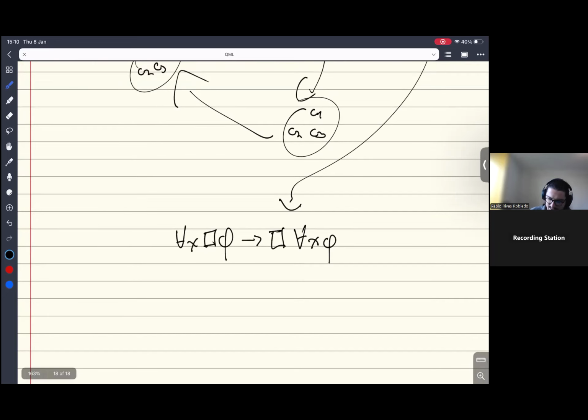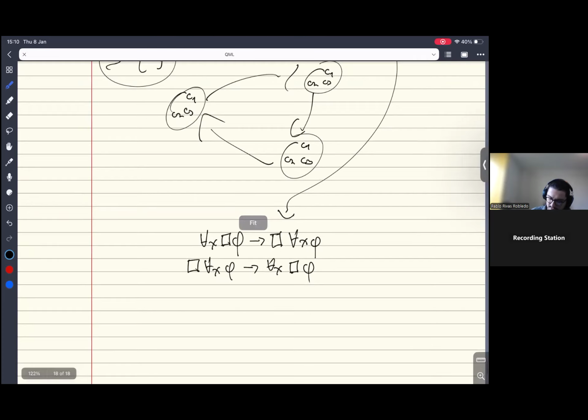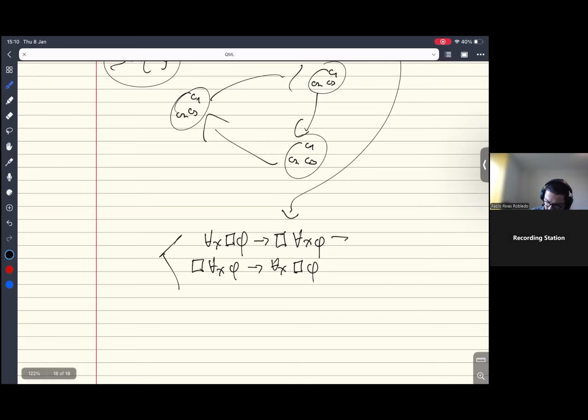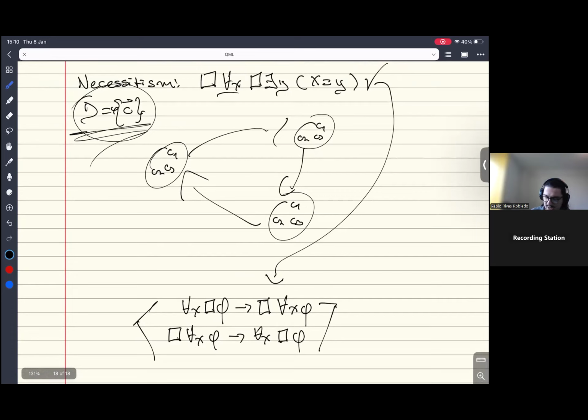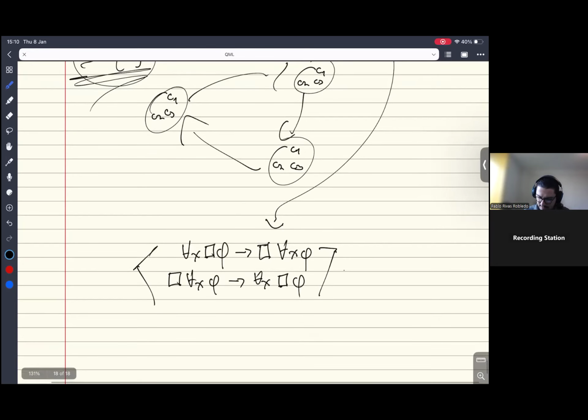Because this basically implies not only the Barkan formula, but the converse also does. Because if we have this and we combine it with the fact that the domain is fixed and it has to be populated across all worlds in the same manner, this means that the domains are constant.